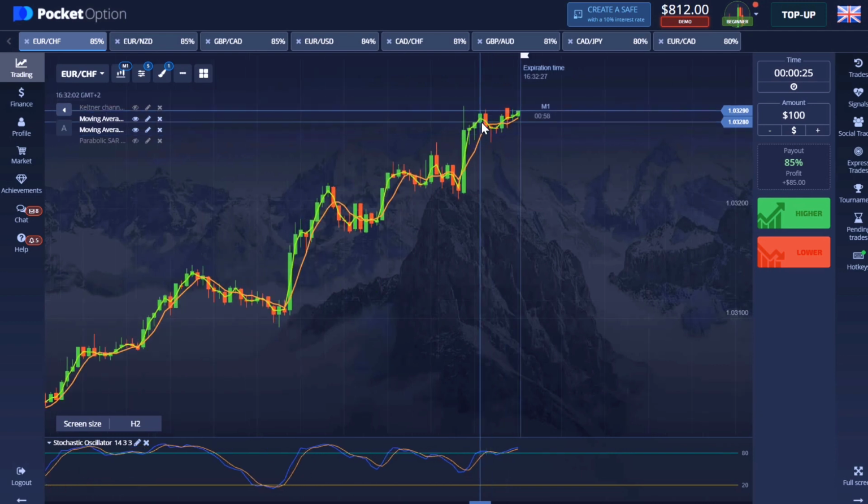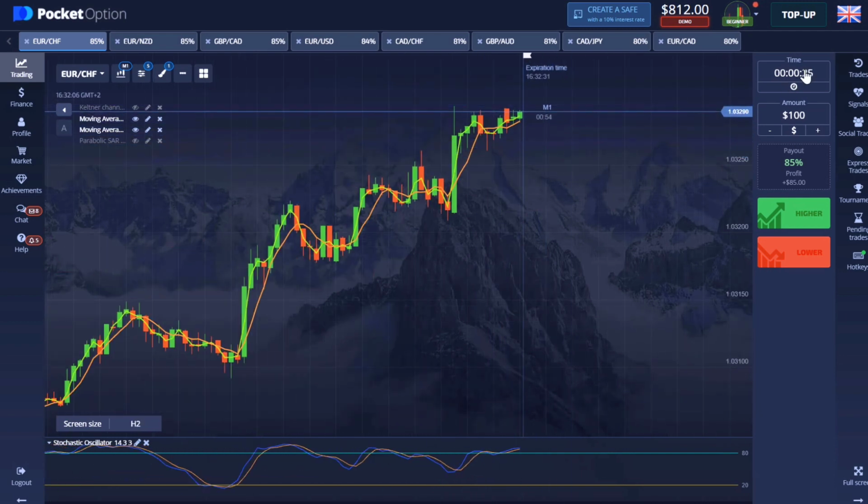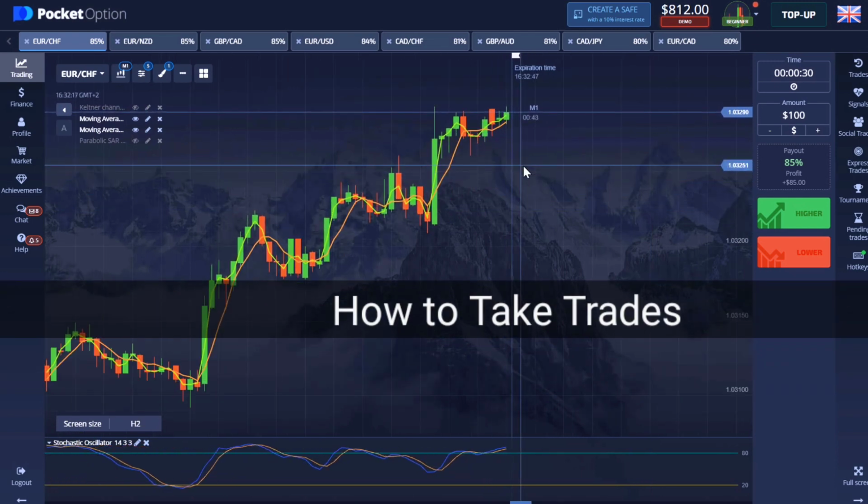This is the SMA for the second and fifth periods. I will show it later. See the trades first. Select the expiry time of the trade as 30 seconds. Let's understand how to take trades.